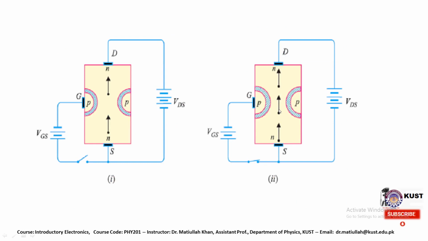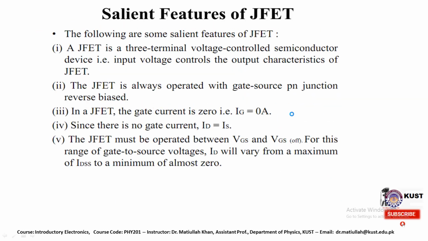After this constant width, if we further increase that, there is no change occurring in the current. So in this particular region the width of the channel becomes constant. When the width becomes constant, the current passing from source to drain also becomes constant. So that is why this is the active region.